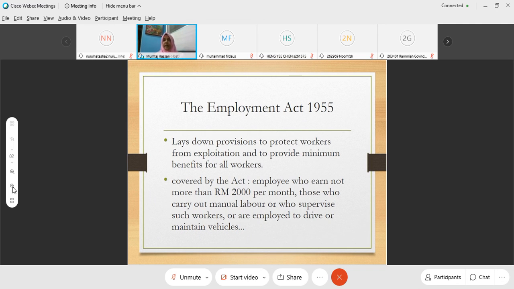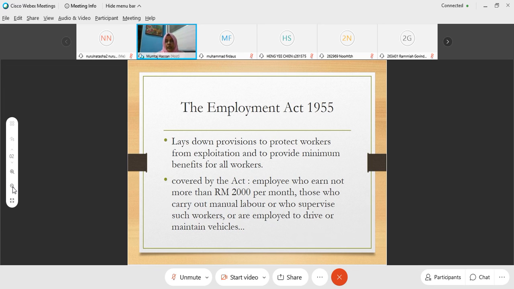First is the Employment Act. You must know when to use the proper Act. Employment Act is where you refer to all the benefits. If you want to know about annual leave, you have to refer to the Employment Act. It lays down provisions to protect workers from exploitation and to provide minimum benefits to all workers. So this Act contains minimum provisions on terms and conditions of employment in Malaysia.